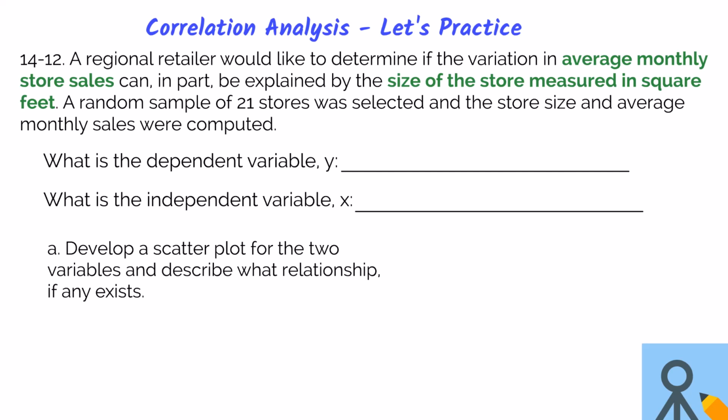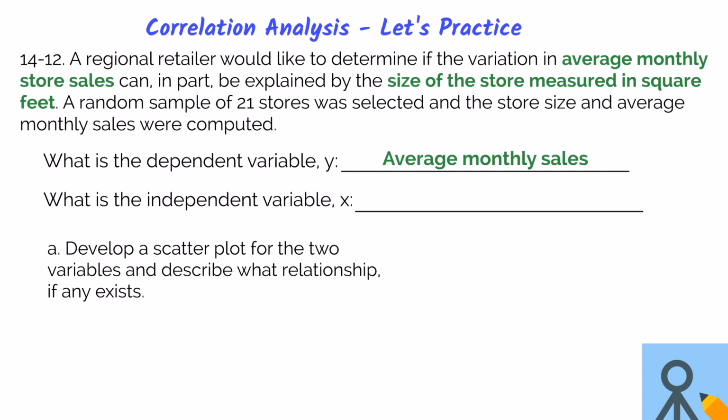So a random sample of 21 stores was selected, and the store size and average monthly sales were computed. The data for this problem has been provided in the Chapter 14 Practice Problems Excel file. So the first step you want to do is to identify your dependent and independent variables. Recall that the dependent variable is the variable that we're trying to explain or understand. So in this case, we want to understand the average monthly sales.